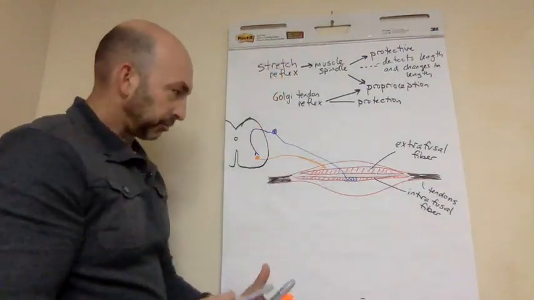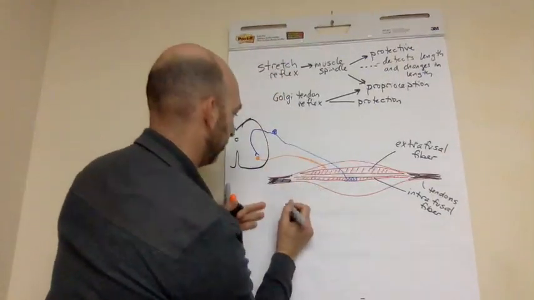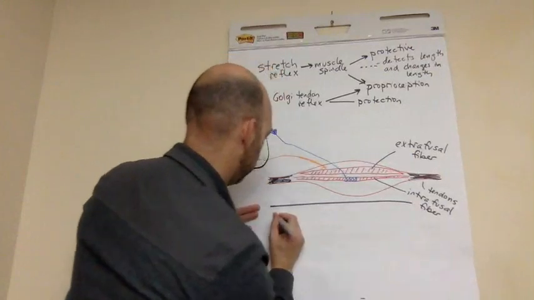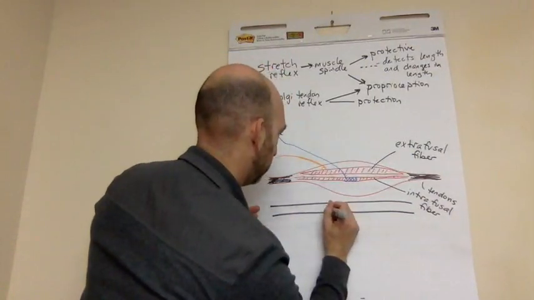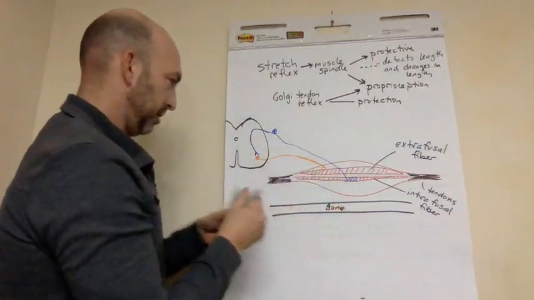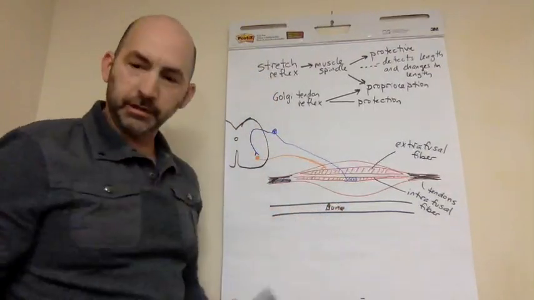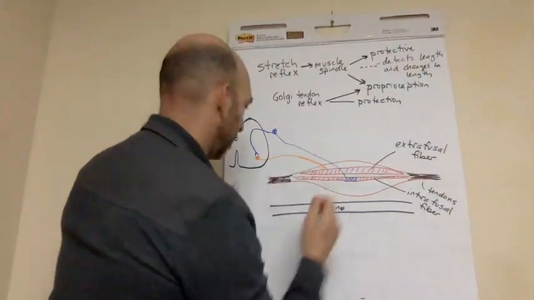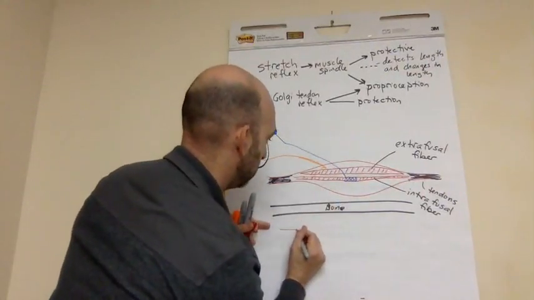All right, well, let's put the antagonistic muscle over here. So here's the bone, right? Just on a very generic limb here. Let's put a muscle on the opposite side.